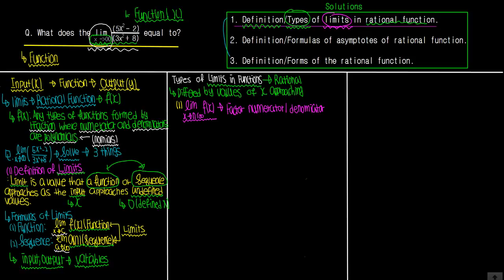what we need to do here is factor the numerator and denominator together to get the answer for our f of x, which is the y value that x is approaching. So this is the first case of what we need to do. We need to factor them out in order to reduce them and solve for our f of x.